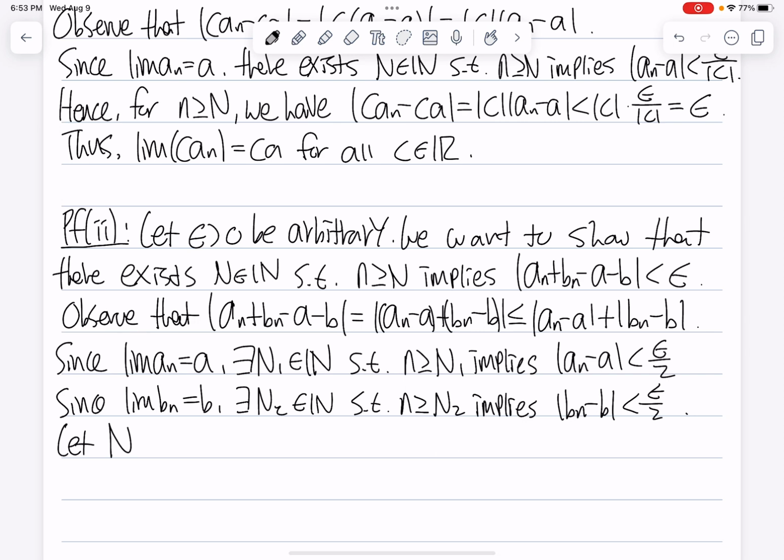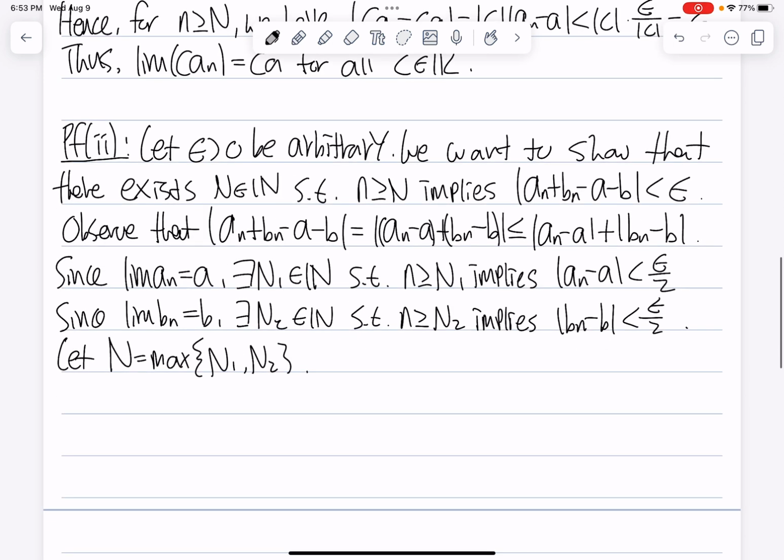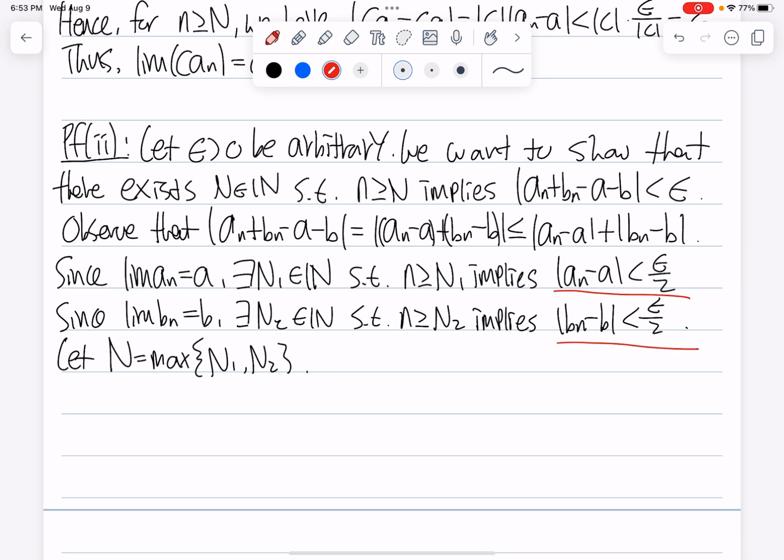We're going to let big N equal the maximum of N1 and N2. Then, with this choice of N, we know that these two statements are going to be true. Do you know why? Because if we choose the bigger of N1 or N2, then that bigger N is going to satisfy these two statements automatically.